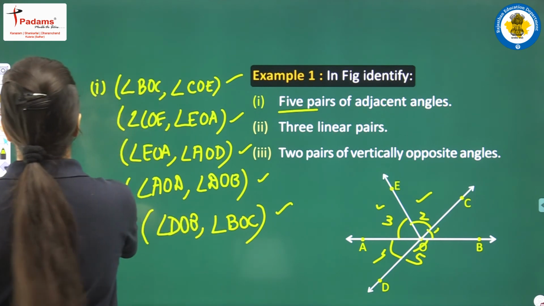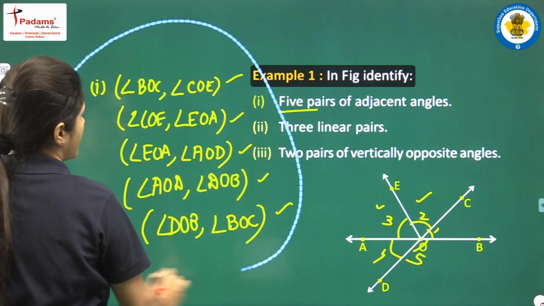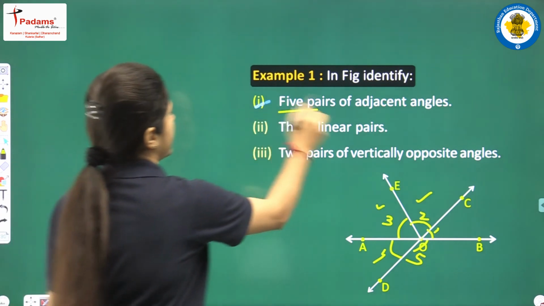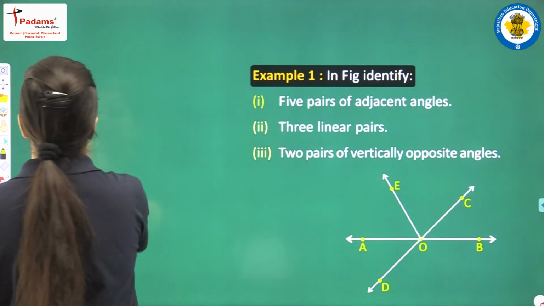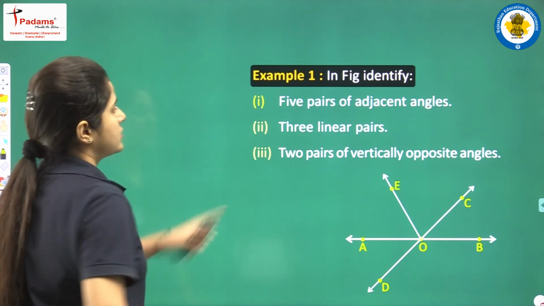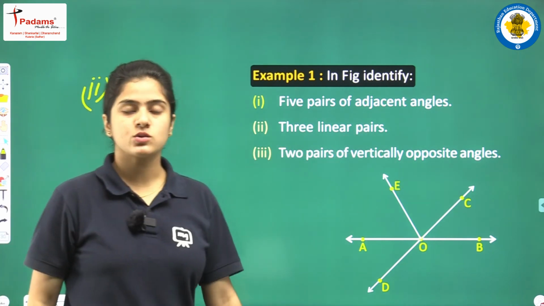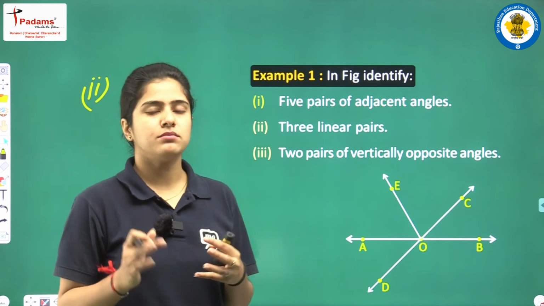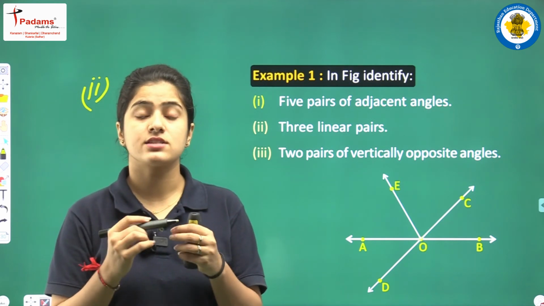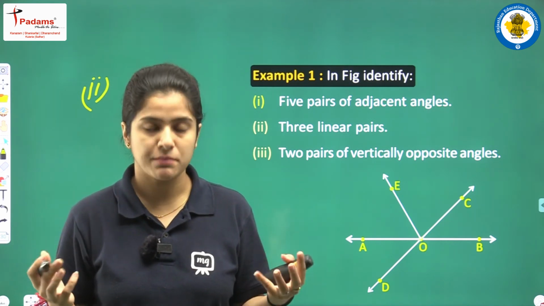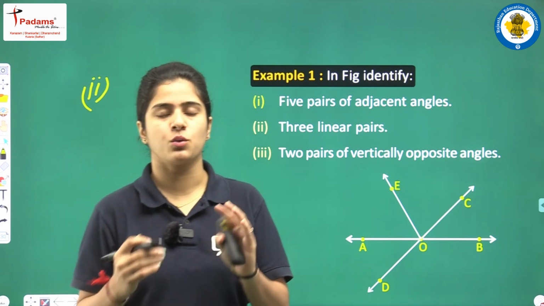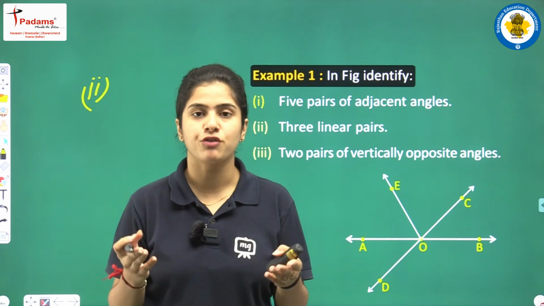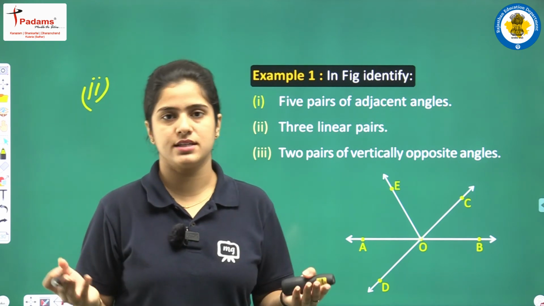Now we'll be solving the second part, students. What is that? The second part is saying we have to find out 3 linear pairs. Linear pair means the pair of angles that are forming supplementary angles. The 2 angles should be supplementary. And also the non-common arms should form a line, opposite to each other.